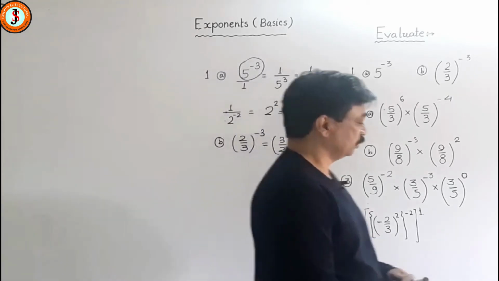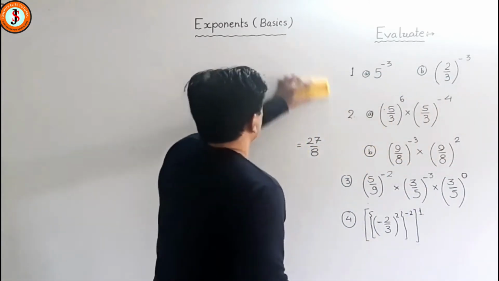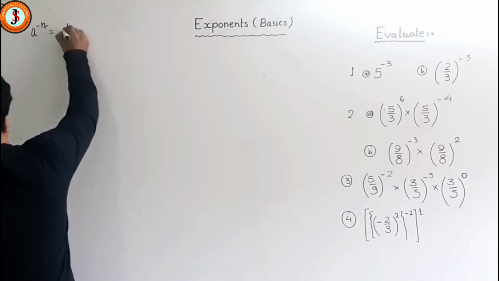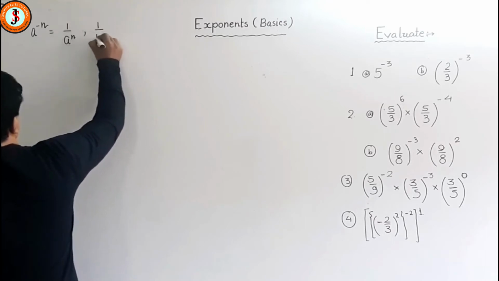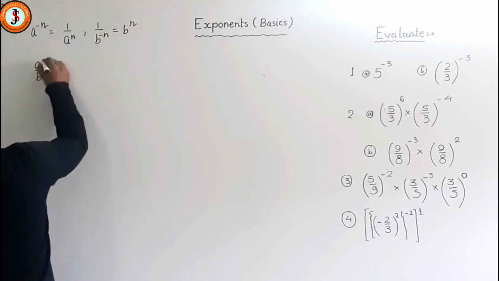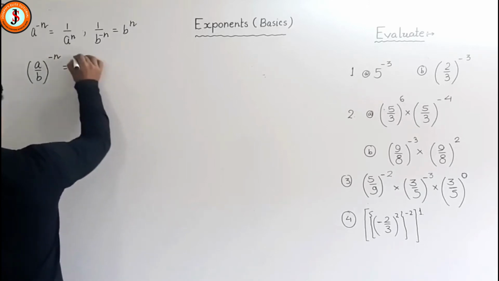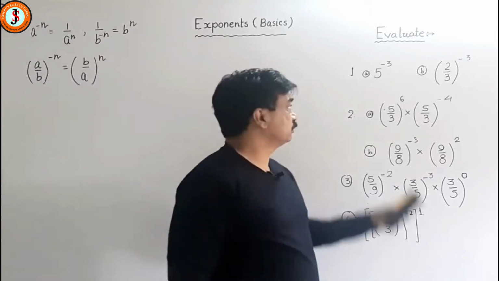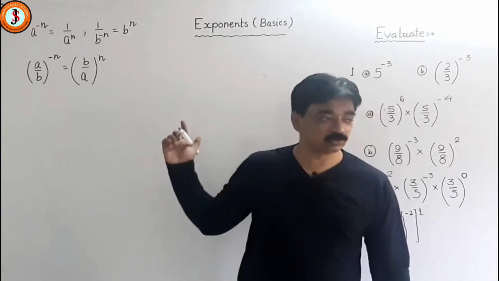So this is the first part. We can write this in the form of laws. First law: a to the power minus n is 1 by a to the power n. Second: 1 by b to the power minus n becomes b to the power n. And third: a by b to the power minus n becomes b by a to the power n. This rule should be in your head. That's all, just converting the power to positive. When you have singled out a power, we apply these rules.